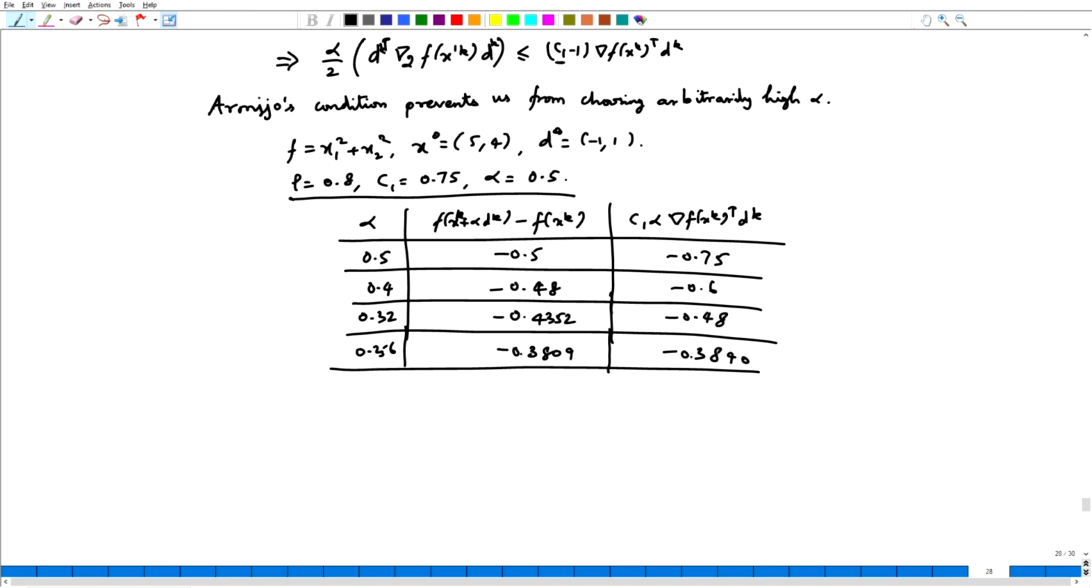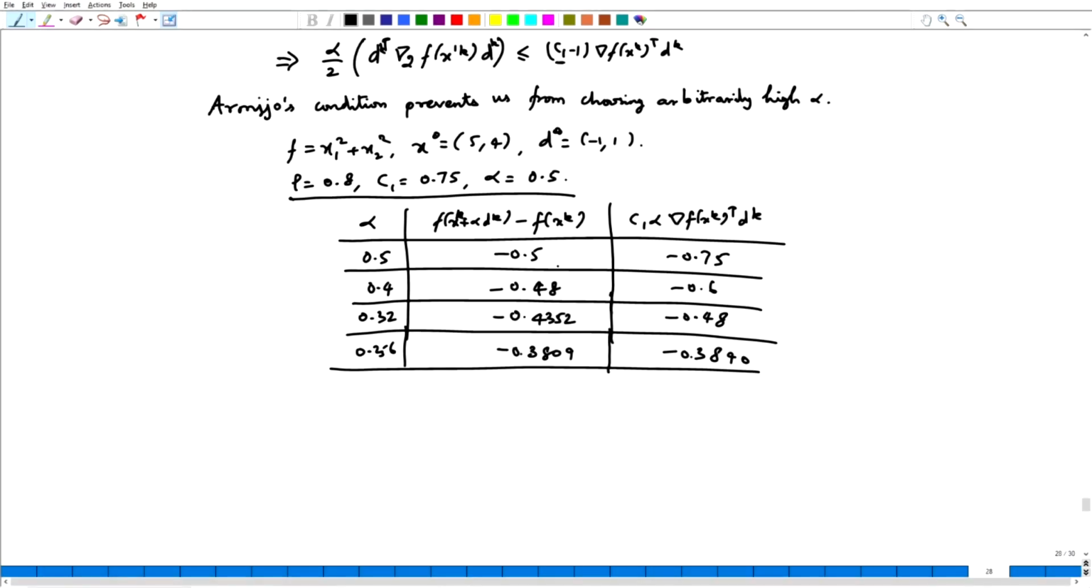So, what Armijo's condition says is that alpha equal to 0.5 is a little higher, right, you are possibly choosing a high value of alpha, and when you shrink it to 0.4 the condition is still not satisfied because it is minus 0.48 and minus 0.6. So, it is still high is what the Armijo's condition says. You again shrink it to 0.32, again it is high, you again shrink it to 0.256 and at this point you can see that Armijo's condition is satisfied and you are very sure that the value of alpha is not so high, right.